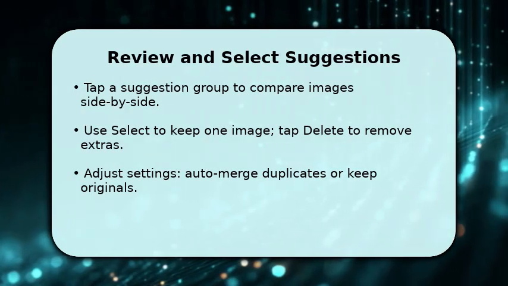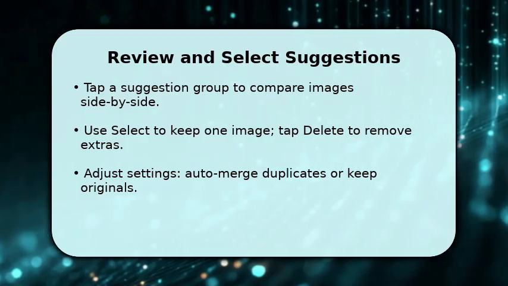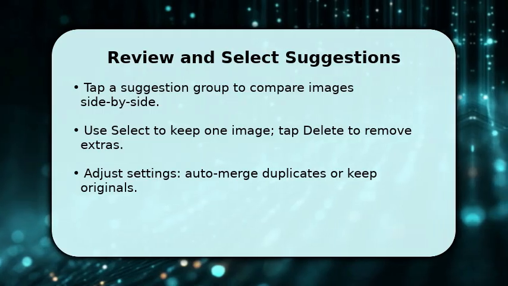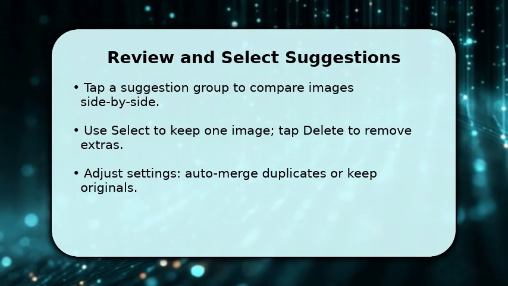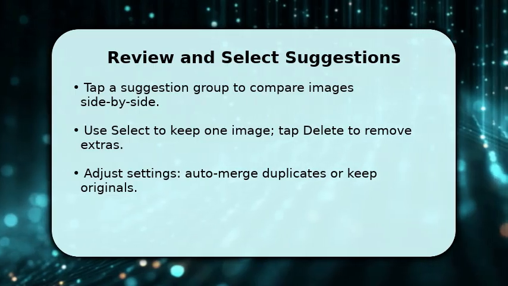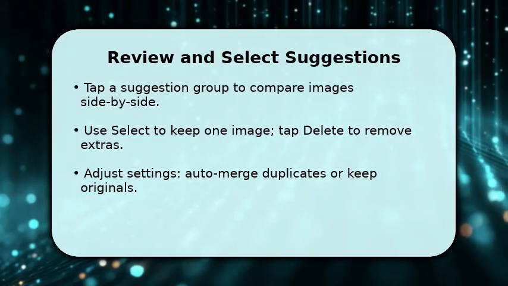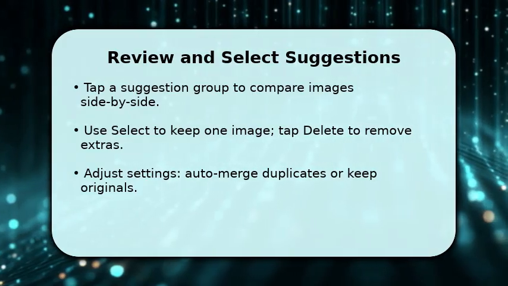Tap any suggestion to open a side-by-side view, then swipe and zoom to verify details. Choose the best image with Select and mark the rest for deletion. If you prefer, enable auto-merge for exact duplicates to speed things up. Once you select deletions, confirm with Remove or Move to Recently Deleted.